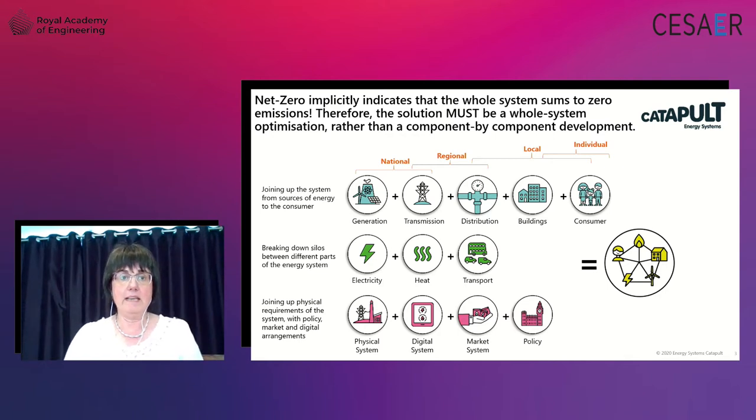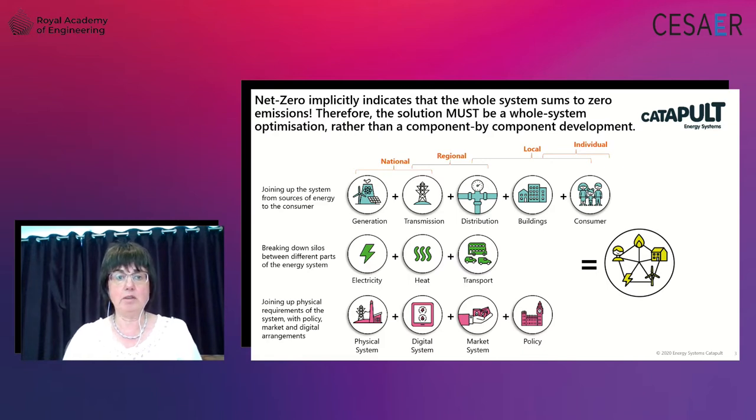Net zero implicitly indicates that the whole system sums to zero emissions. And therefore, the solution must be a whole system optimization rather than a component by component development. We need a whole system approach, joining up the system from sources of energy to the consumer, breaking down silos between different parts of the energy system, and most importantly, joining up physical requirements of the system with policy, market, and digital arrangements. We also need to join up national, local, regional, and individual. Any solutions will have consequences for society, economy, environment, and technologies on which they are based.